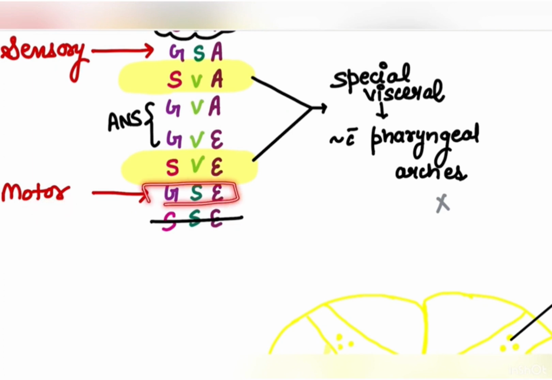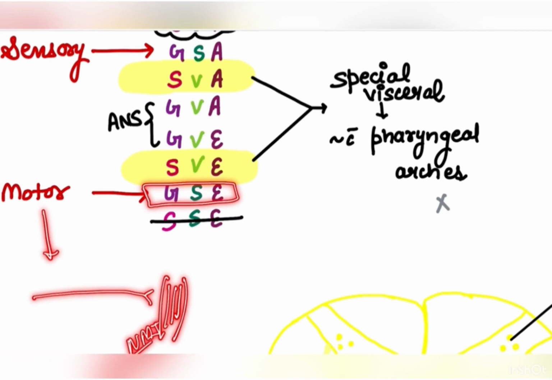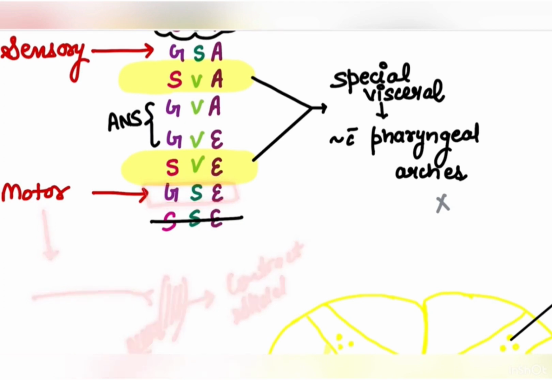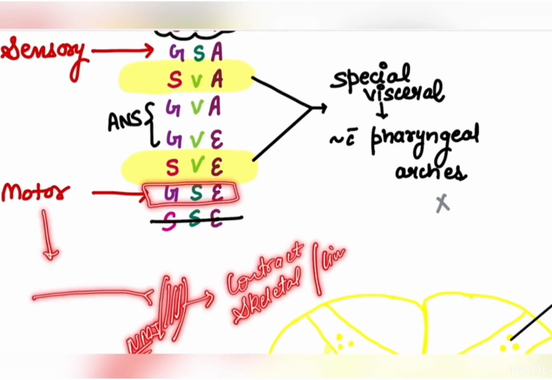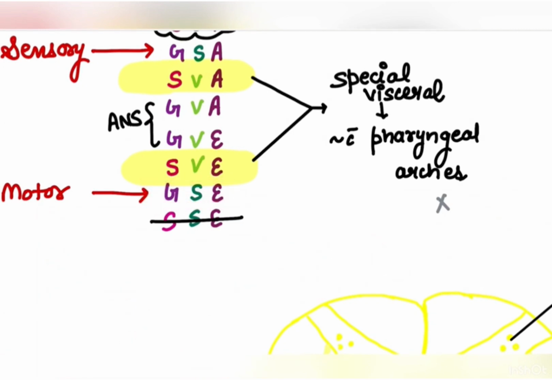Motor is the general somatic efferent component, meaning the normal motor. The neuron ends onto the muscle at the NMJ, and then the muscle will contract. Which muscles will contract? The skeletal muscles, muscles of the limbs, hands. So these are the motor components.